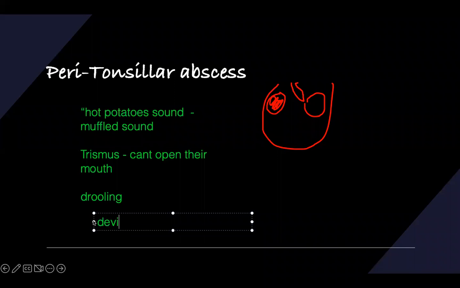So deviation of the uvula, away from the infection. So that's what it will do. These symptoms are classic for peritonsillar abscess: hot potato sound, muffled sound, trismus, can't open their mouth, they are drooling, and they have deviation of the, what do they call it, the uvula. So they have deviation of the uvula. That is the key for evidence of tonsillar abscess.